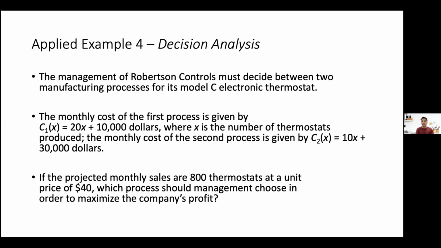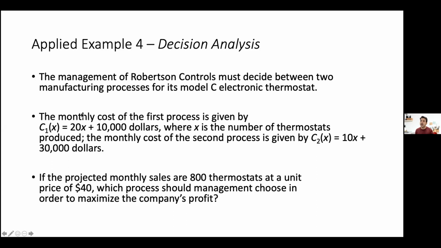Okay, let's see what's going on here. So first of all, we have a production of a product. In this case, it's an electronic thermostat. We don't care. It's just a product that they produce, and there are some costs.